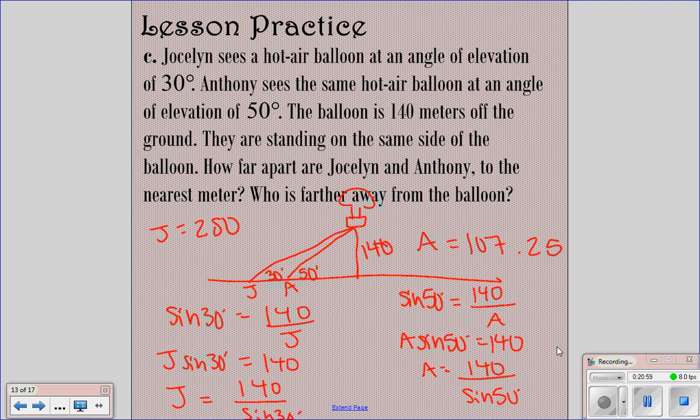And for Anthony, I did it backwards in my calculator, using my calculator on my phone, and I pressed the wrong button. But for Anthony, you should actually get 182.76. So those should be your two values, 280 and then 182.76.